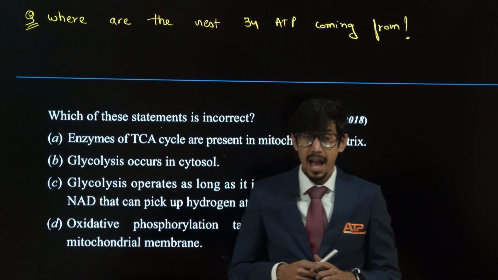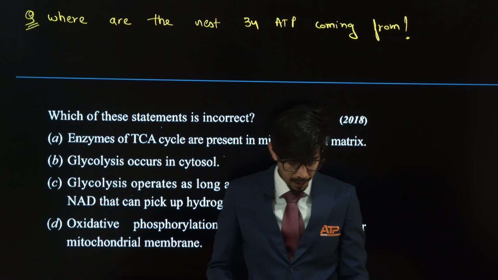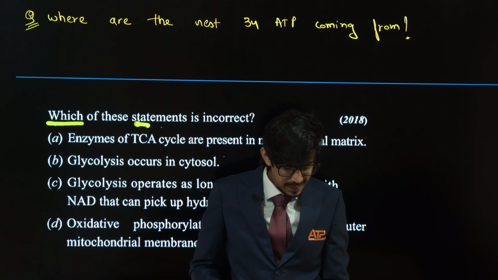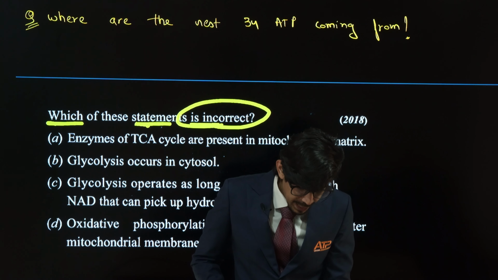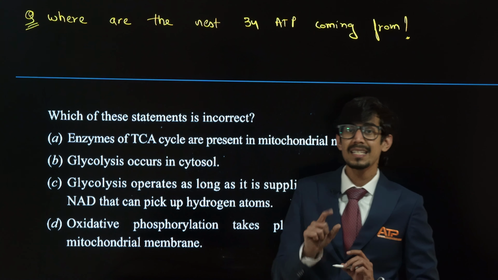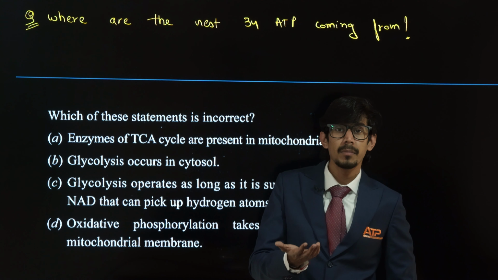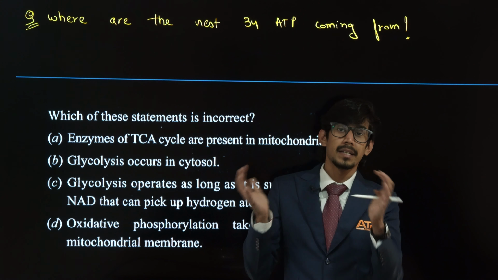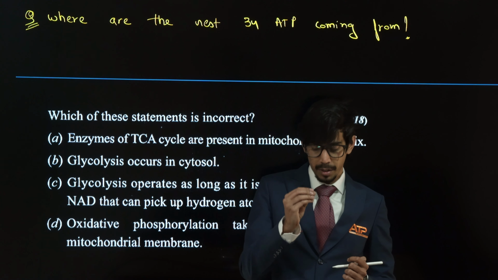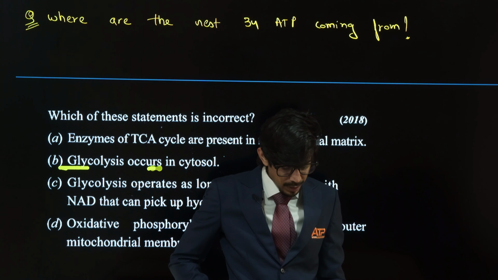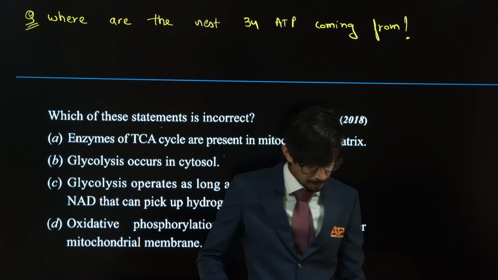The first question that I have came in 2018. It says, which of these statements is incorrect? Enzymes of the tricarboxylic acid cycle, basically the citric acid cycle or Krebs cycle, are present in the mitochondrial matrix. This is a correct statement. We just saw that this entire process of Krebs cycle takes place in the mitochondrial matrix, so this is correct. Glycolysis occurs in cytosol, that is cytoplasm, correct.